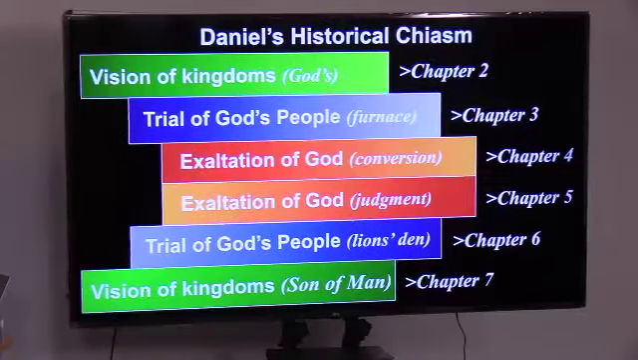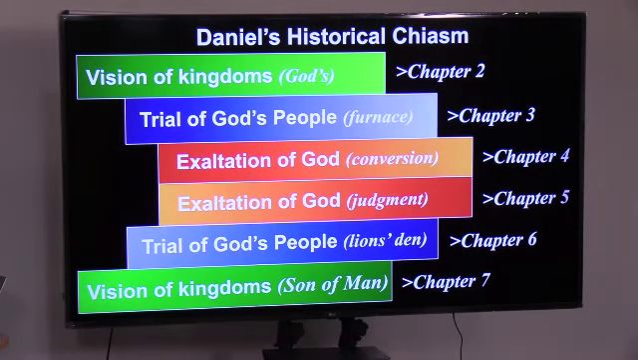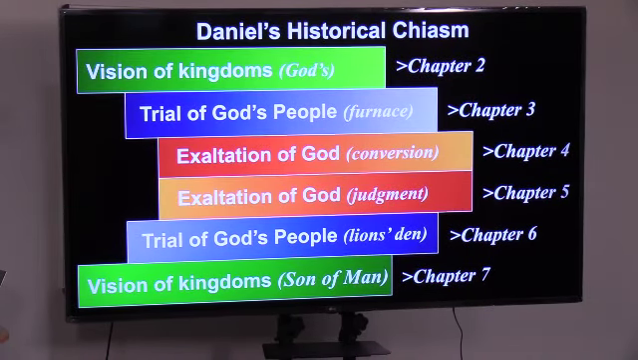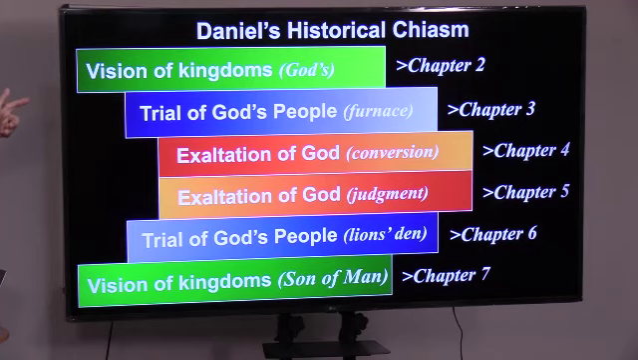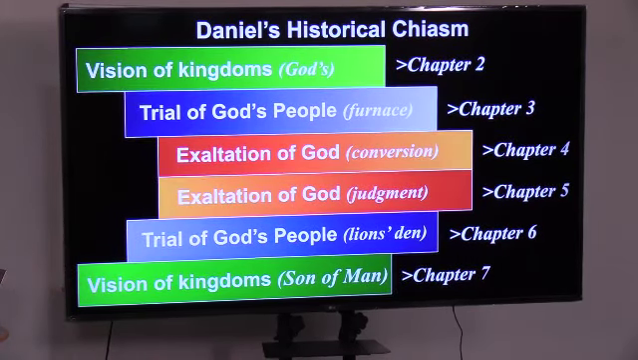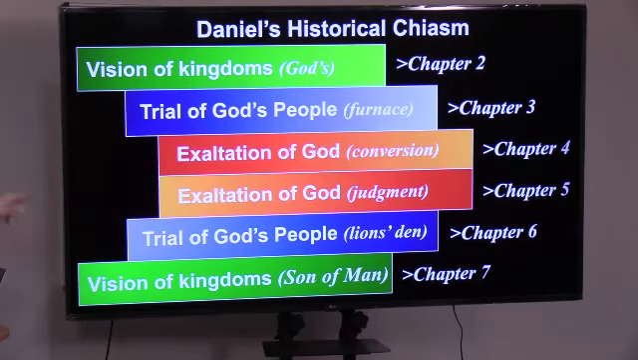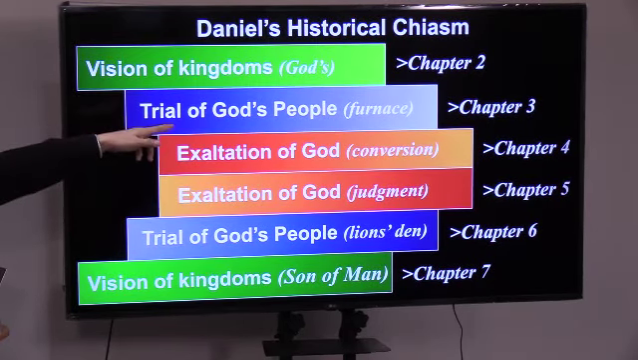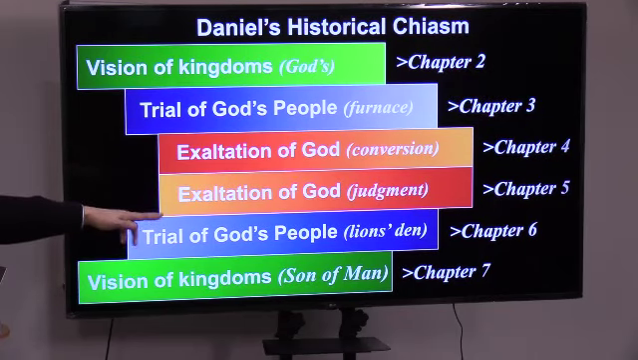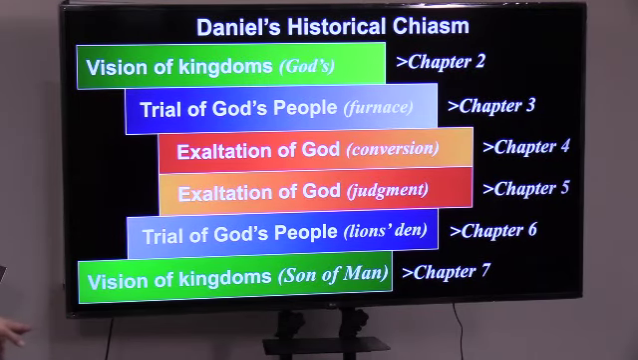So here's the historical chiasm. The first chiasm in Daniel, which is chapters 2 to 7. You see the vision of God's kingdom, which is the big image, and the vision of the kingdoms in chapter 7, which are the beasts. And then you have the trial of God's people. You have the fiery furnace in chapter 3. And next week we'll be studying the trial of God's people, when Daniel was being persecuted.